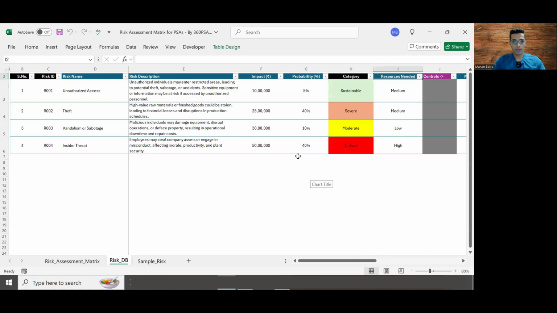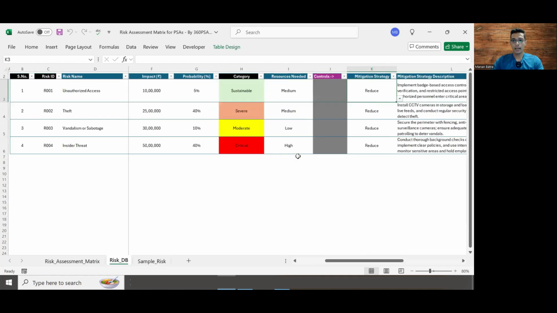So coming back to our risk database, here we have talked about the resources needed. Here we have three options. You have high, medium, low. You can choose as per your assessment. Now the exercise does not only stop at just estimating the risks. It also goes a step further. That is the power of this module, right?